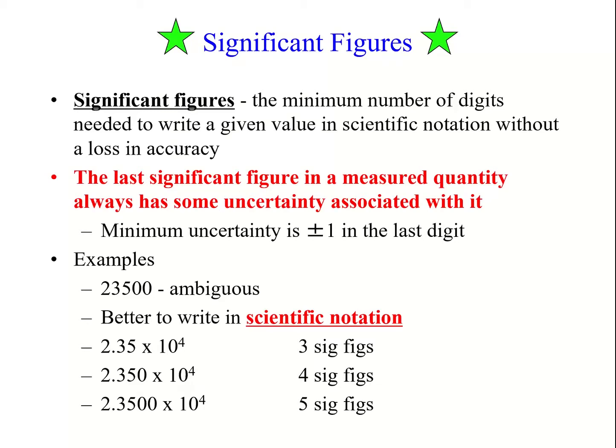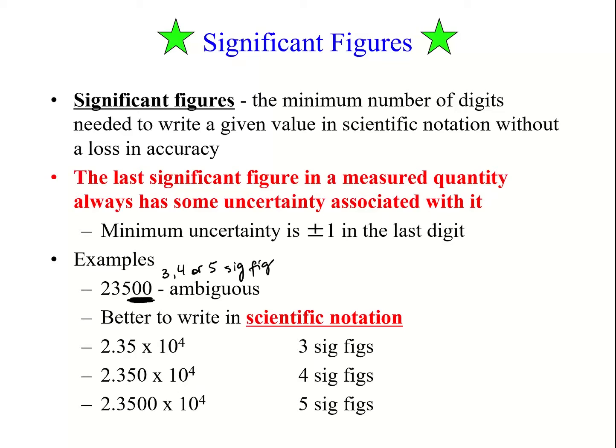For example, a number 23,500 is ambiguous. I can say that this number contains 3, 4, or 5 significant figures, and I don't know anything about this number, so I cannot say with certainty how many significant figures I will need in my answer if I use this number in calculations. So it's better to write such numbers in scientific notation, because this decimal point is not shown. This may or may not be significant.